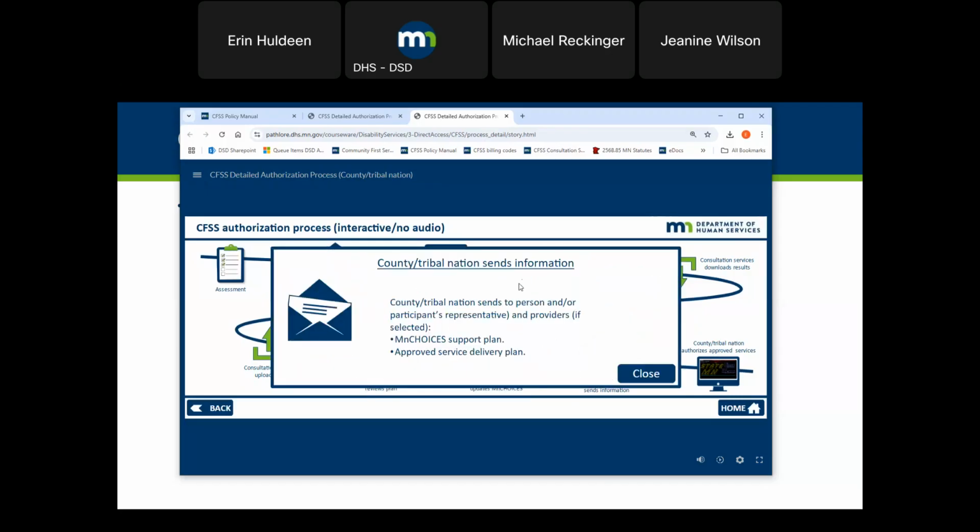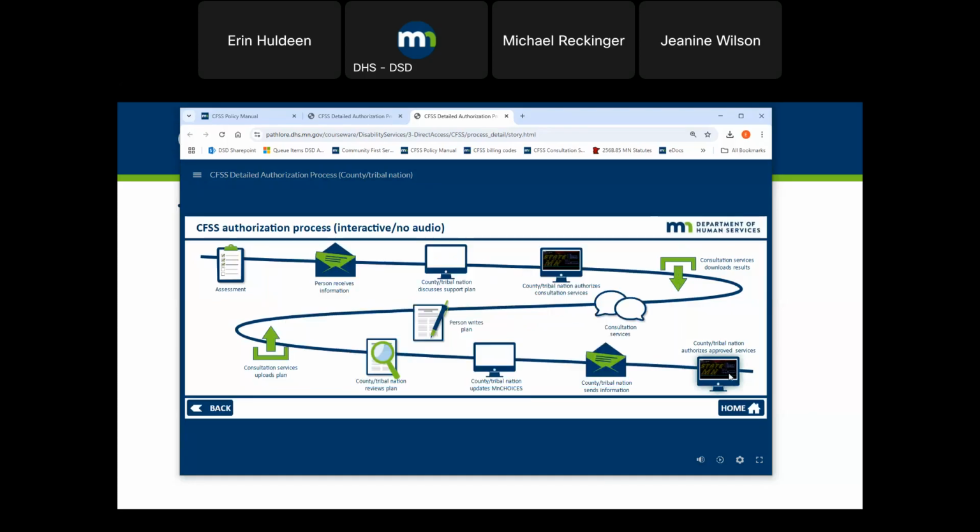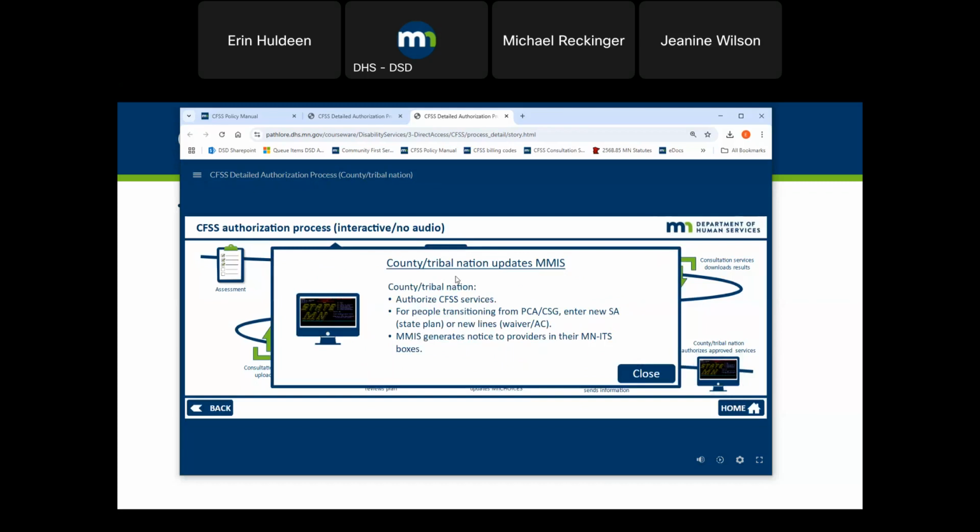Next, the county or tribal nation is going to send a copy of the service delivery plan to the person and the providers that the person has chosen. And then lastly, they are going to enter a service agreement into MMIS.